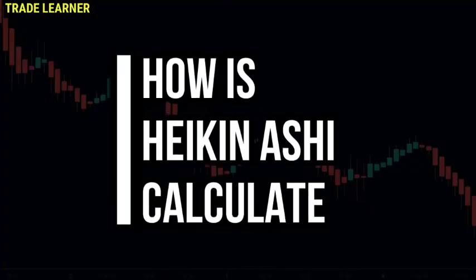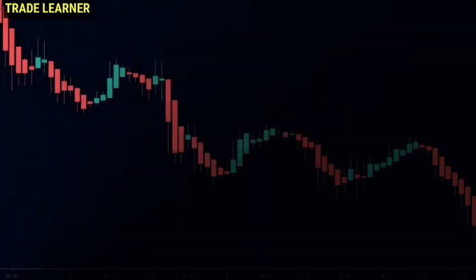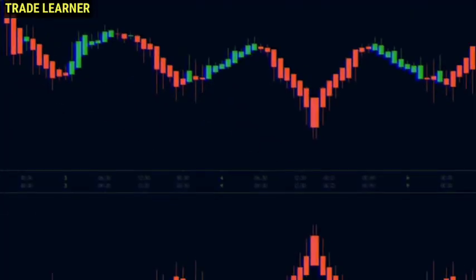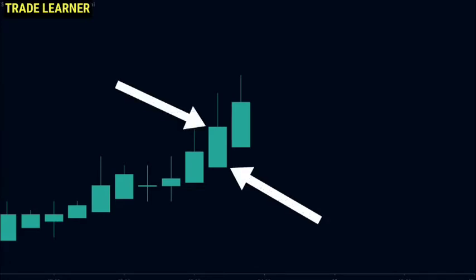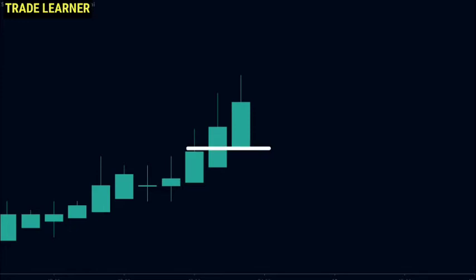Firstly, let us understand how the HEIKEN ASHI candles are calculated. The open of the HEIKEN ASHI candle is calculated by adding the open and the close of the previous candle and dividing it by 2. In other words, the open of the candle is right in the middle of the body of the previous candle.